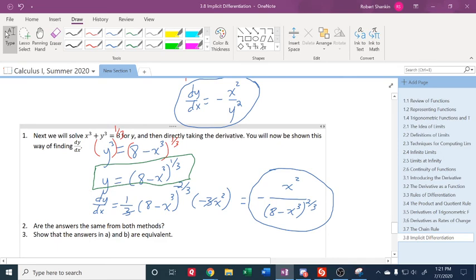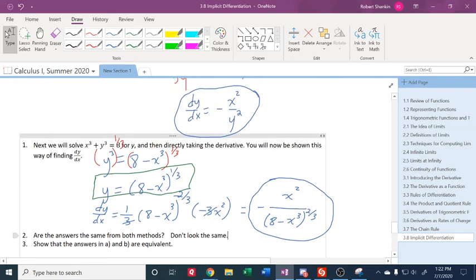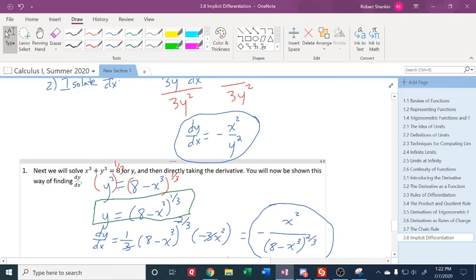So, are the answers the same from both methods? They don't look the same. Show that the answers are equivalent? We can by just substituting this into there, and that shows that they are equivalent. When you take that and you stick it in here, they are equivalent.